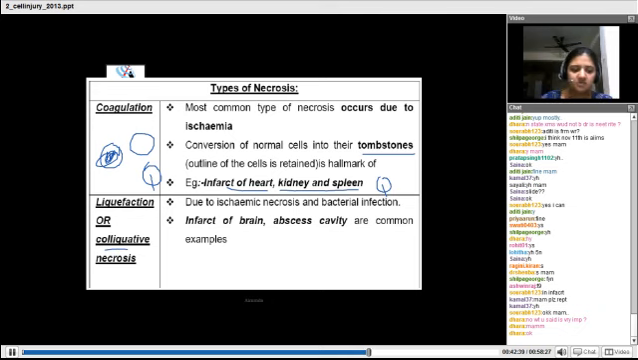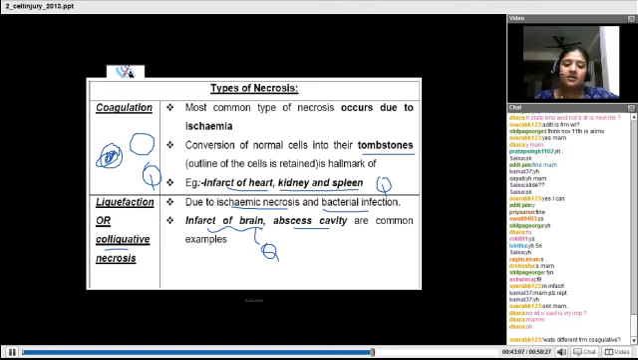Let's go to liquefaction necrosis, also called colliquative necrosis. Here the cell becomes liquid type, it's melting down type. That's why it is called liquefactive. This also happens because of ischemic necrosis, but very important is there is a bacterial infection and it's more commonly seen in the brain. So an infarct of the brain is a very, very typical example of liquefactive necrosis. Very, very important here. So an abscess cavity or an infarct of the brain is where there is liquefaction necrosis. Now think of what you see in an abscess cavity. You see liquid, you see pus. You may not see that in coagulation necrosis.